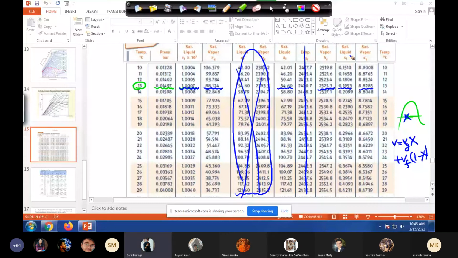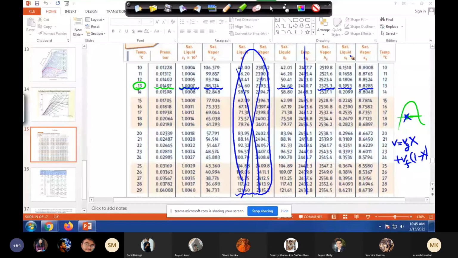Yes, sir. I got the point. That's it. Since the specific volume and specific entropy, everything is in terms of mass, we defined the fraction also in terms of mass, and we call it quality of steam. So the higher the X, the more the saturated vapor content is. Okay. So that's how we read this.